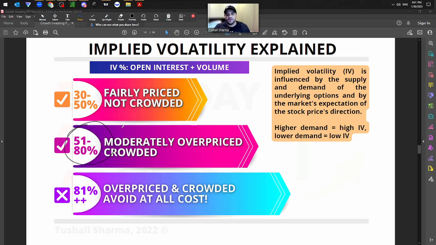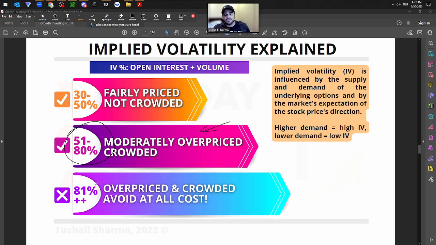Then if it's 51 to 80%, this becomes moderately overpriced. That means it's slightly crowded now. More people are taking these contracts, and the IVs are starting to get higher. This is the mid-level. You can still buy contracts between 51 and 80% IV if you are trading in the short term, but don't buy those contracts for the long term because they will have more to collapse. As I mentioned before, things with higher volatility will have more to lose.